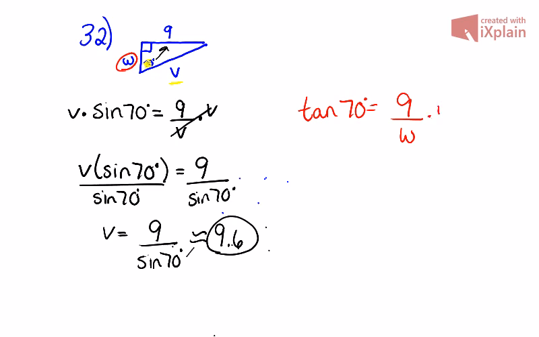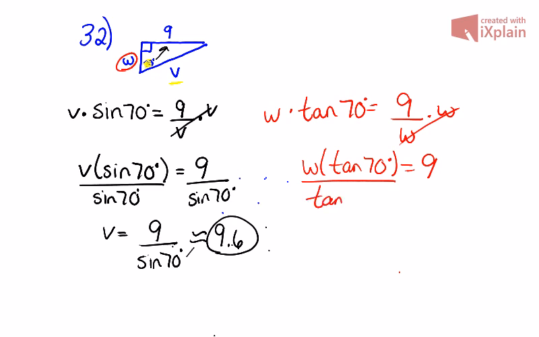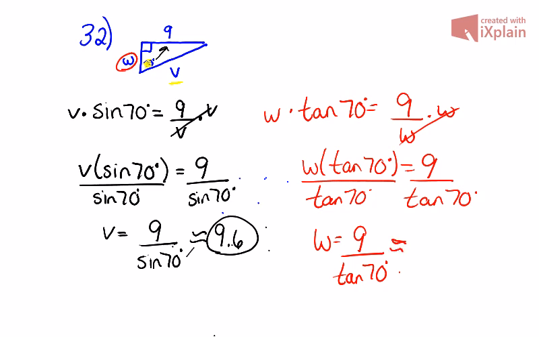Again, I will multiply by W on both sides. W times the tangent of 70 is equal to 9. And now I will divide by the tangent of 70. And get W is equal to 9 over the tangent of 70 degrees, which, when you put that into your calculator, you get about 3.3.